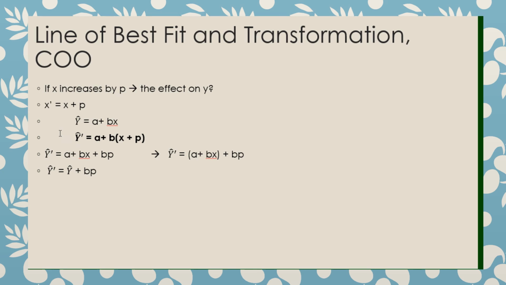Why do I put prime? Because now it has changed. This is original. This is after the transformation with the prime there. So you put it into the bracket. Then you open the bracket. A plus BX. Do you see that? Plus BP. Open the bracket. So what you can see, you are left with the original equation here. Do you see that? This original. So y prime equals to y plus b times p.